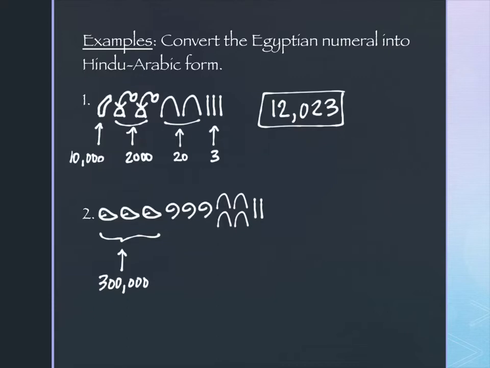All right, I have my scrolls. How much are scrolls worth? That is 100, and there are again 3 of them, so I have 300. I have heel bones. Heel bones are worth 10, and so this is 40, right? And then the last one is my strokes, and my strokes will give me 2. So this number is 300,342.